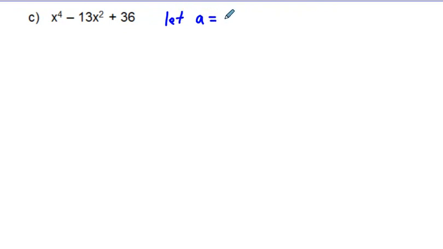a equal x squared, okay, and then we will do the rewriting, and the substitution is one thing we'll do quite a bit in calculus later this year, especially when we integrate. So if we let a equals x squared, then x to the 4th power is therefore going to be equal a squared. So we have a squared here minus, well, a equals x squared, so we're going to have minus 13a, and we're going to have plus 36.